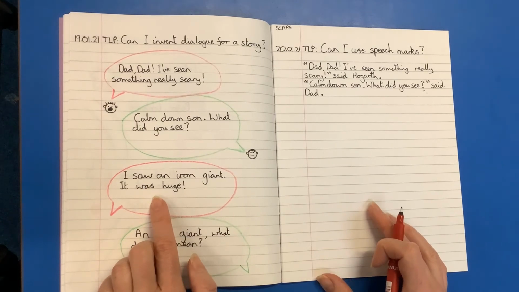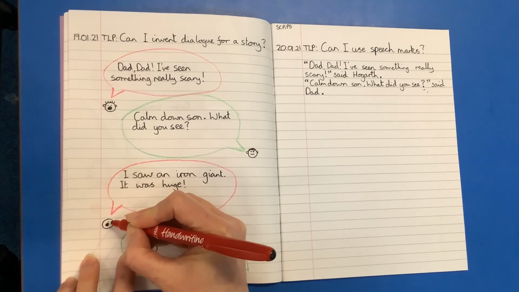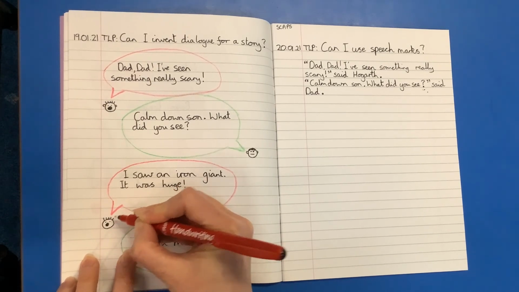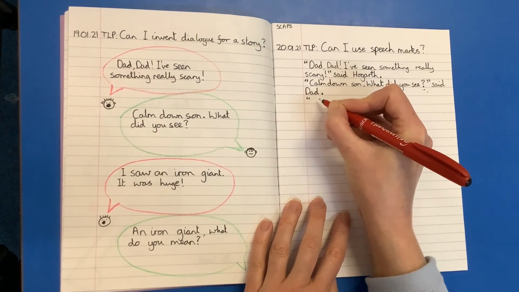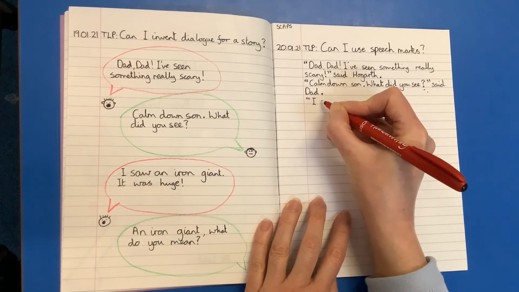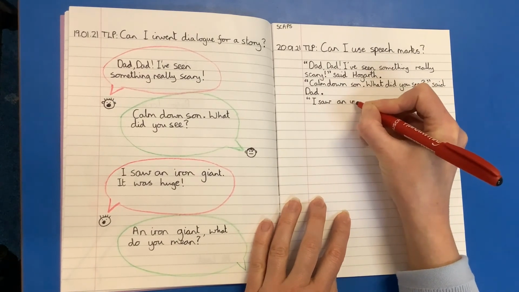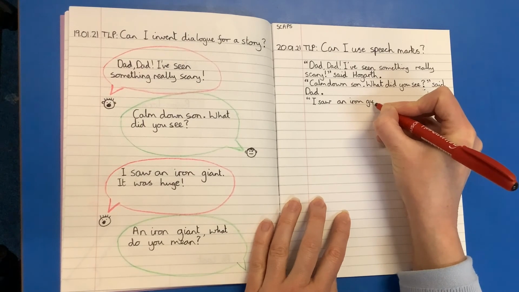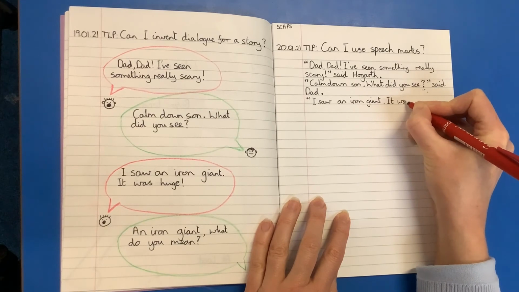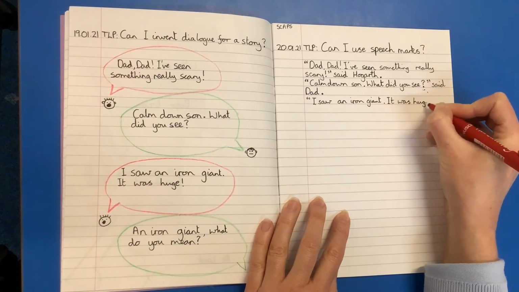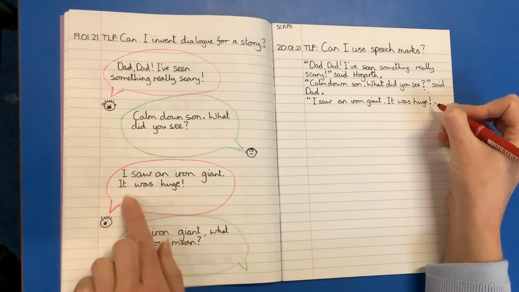"I saw an iron giant. It was huge." Now again, I know who's speaking there. It's Hogarth. He's still shouting because he's still really, really scared and his hair's still sticking up. So I need to have my speech marks. My capital letter. I saw an iron giant. Full stop. It was huge. And again, the punctuation at the end is my exclamation mark. Now Hogarth has finished speaking. There's nothing else in the speech bubble.